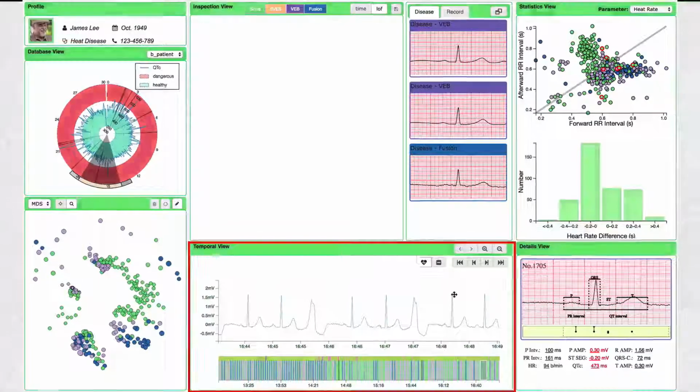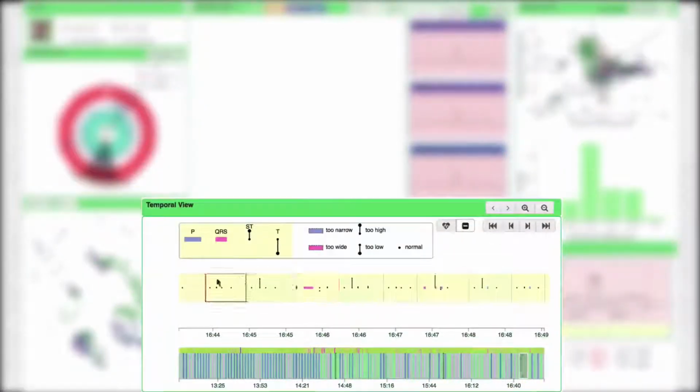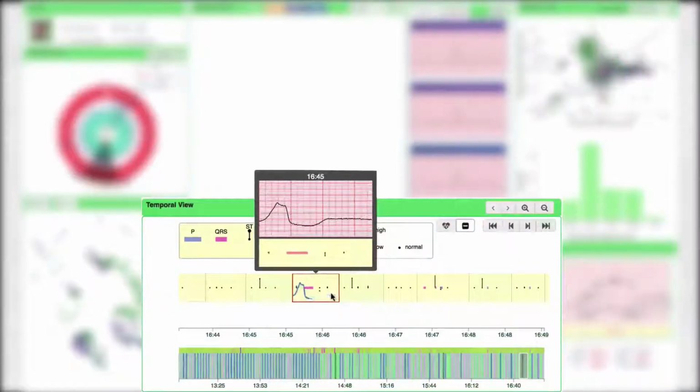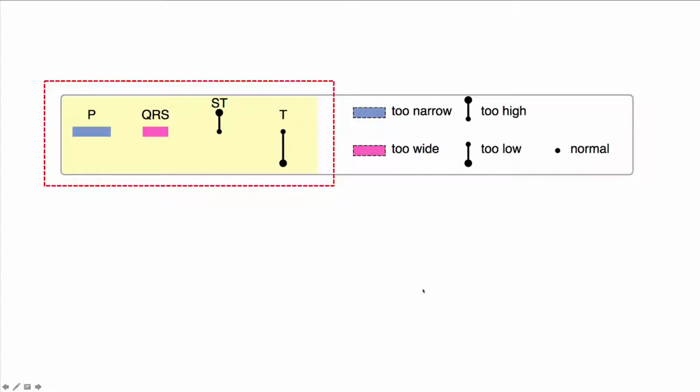Doctors can also explore the anomaly and make diagnoses in the temporal view, which displays the original ECG record in time domain. A new glyph is designed in this view to improve the readability and facilitate the comparison of ECG heartbeats. Each glyph is divided into four components, representing the P wave, QRS complex, ST segment, and T wave respectively.